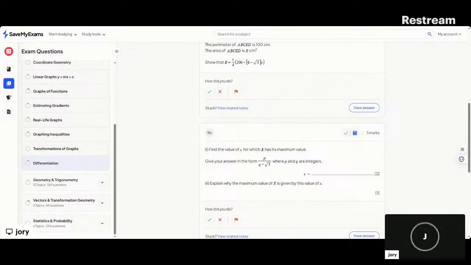Let's do first derivative. Wait a minute. It's just divided by 4. 200. What's 200 divided by 4? It's 50. 50x minus 3 over 2x squared plus root 3 over 4x. So 50 plus root 3 over 4. Root 3 over 4.